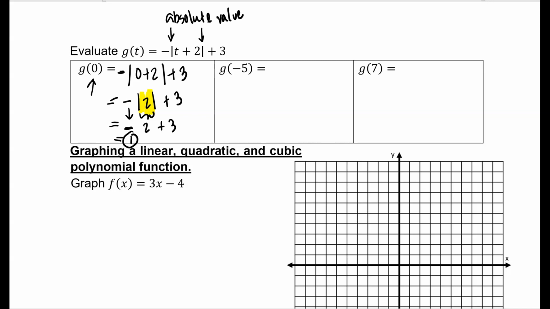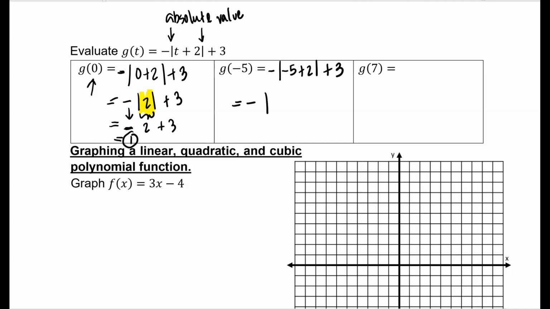g of negative 5. So we have negative. Notice when I say g of negative 5, we're referring to the g function, right? If I said f of something, then we would have to figure out which f function that problem was pertaining to. But here we're talking about this function above, the g function. We have negative absolute value negative 5 plus 2, close it, and then we have plus 3.